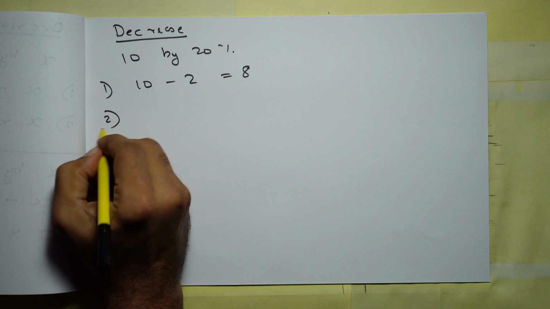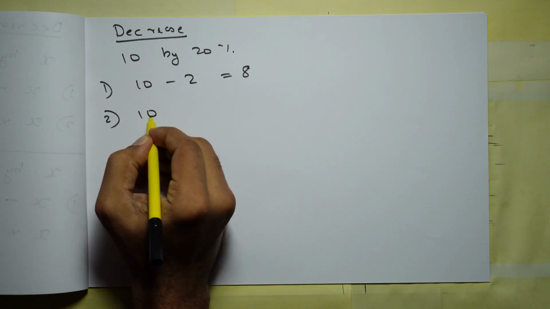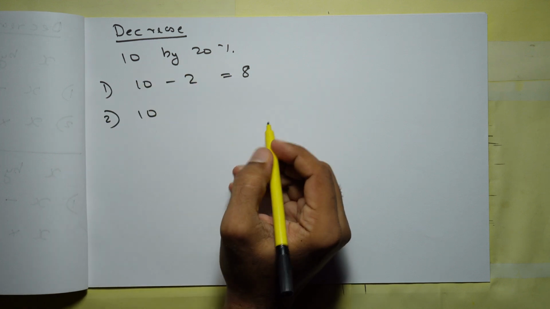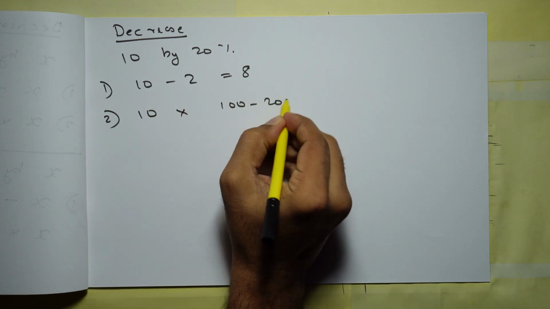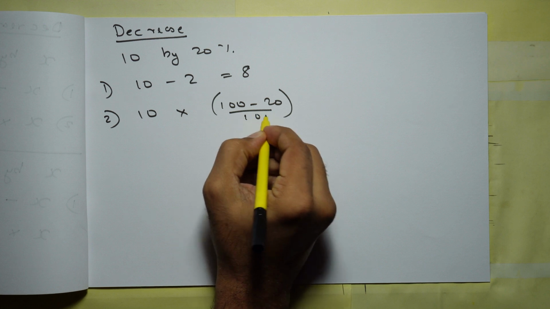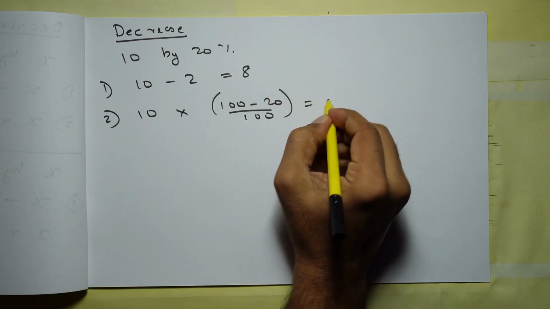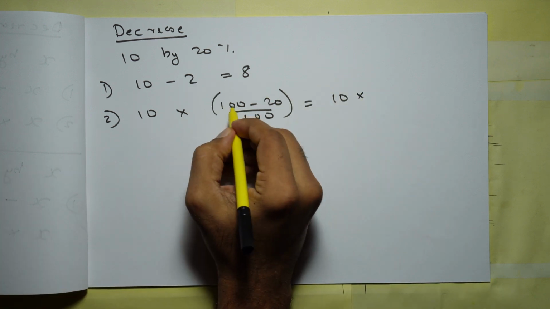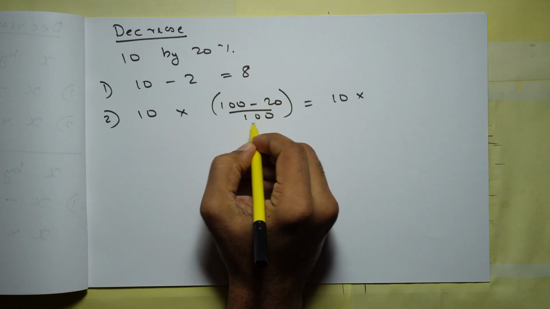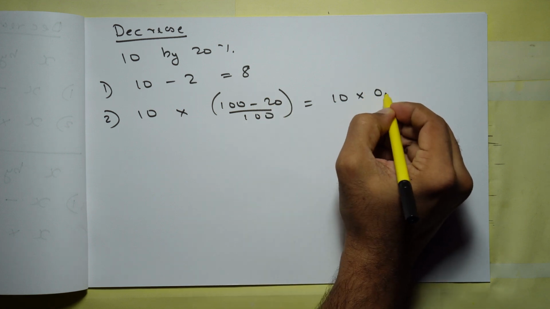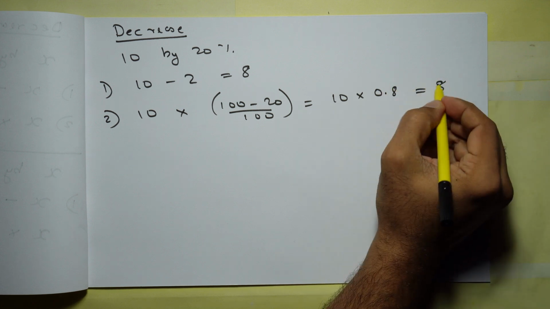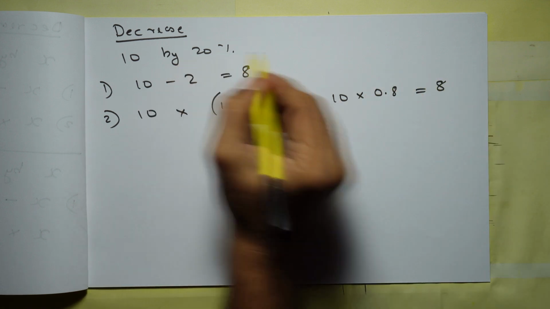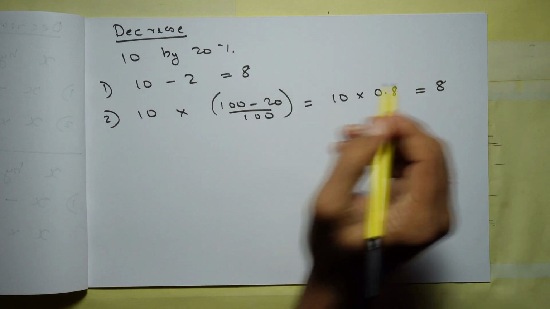Now let us look at the other method. You have this value 10. You need to reduce it by 20%. So that will be 10 into (100 minus 20) by 100. So you will get 10 into (100 minus 20), 80. 80 by 100 gives you 0.8. So 10 into 0.8 gives you 8. So again, you have reduced 10 by 20% and you will get 8.